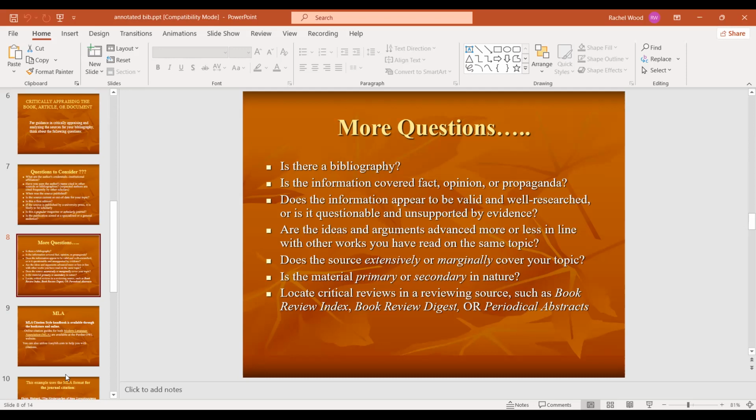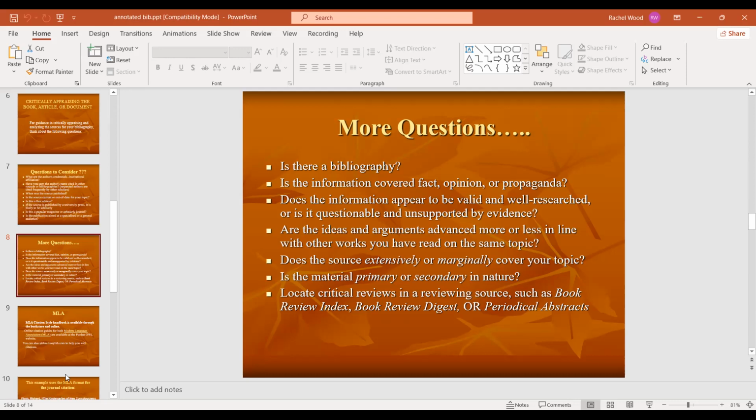You want to actually ask yourself, again, is the information covered? Is it fact? Is it opinion? Is it propaganda? You want to see if there's any bias in there. Is your information valid, well-researched, or is it questionable and unsupported by evidence? Again, that goes back to my previous statement about the blogs. You want to make sure you're not using those for sources, because those are not reliable sources.